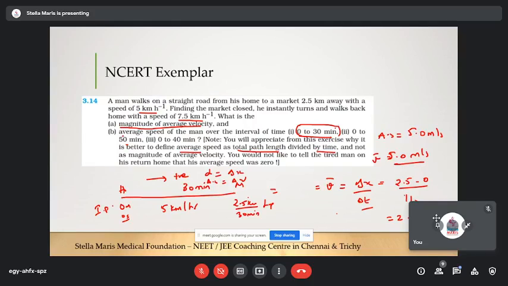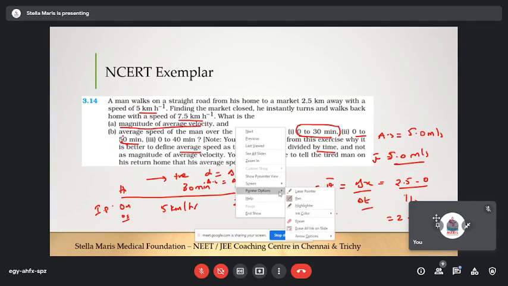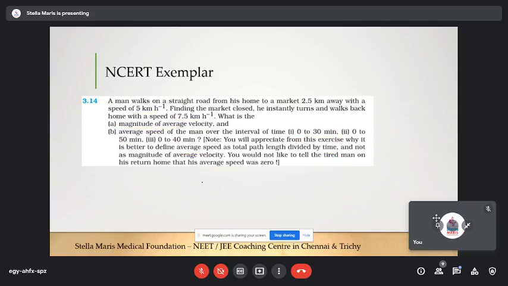So what is 0 to 50 minutes? The second time interval they're asking is 0 to 50 minutes. So what will be the average speed and average velocity for that? So I'll just erase all this. Okay. So what will be the 0 to 50 minutes? Let's find out this one. So from the market to the home, he travels at the speed of 7.5 kilometer per hour.